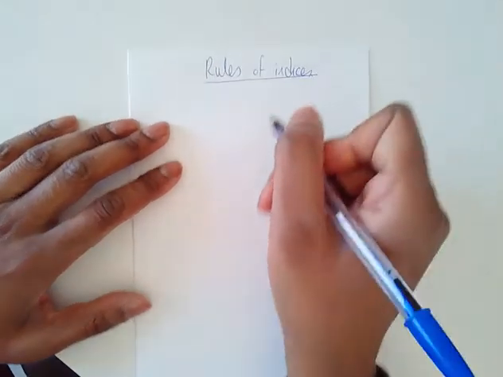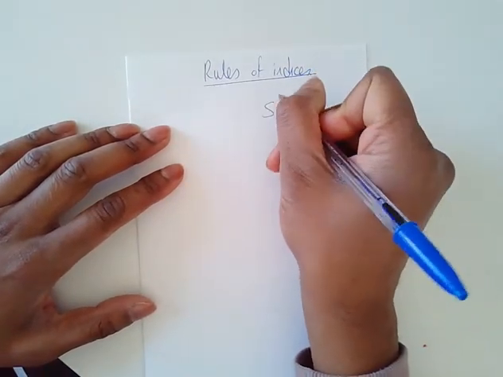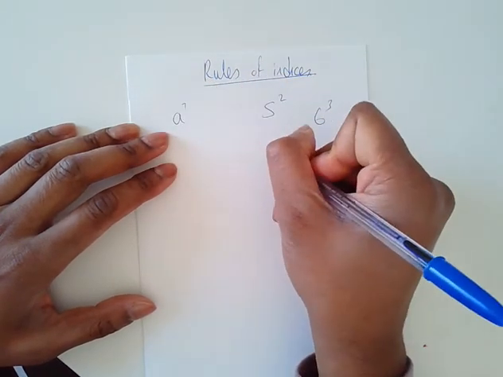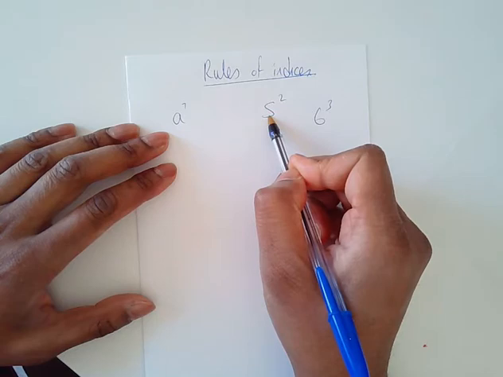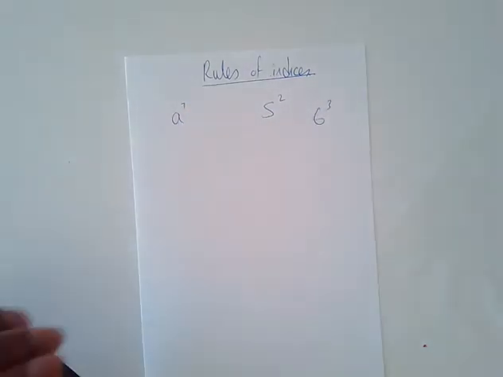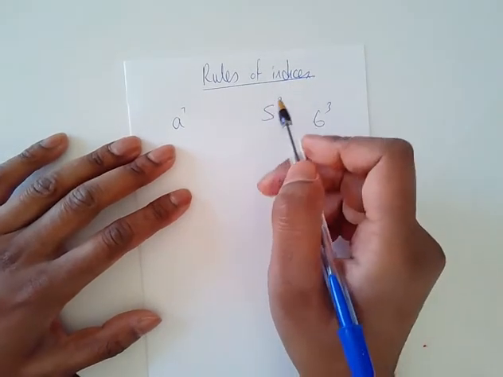Rules of indices. The big number is called the base. The small number is the index. Base, index, base, index. The plural for index is indices.